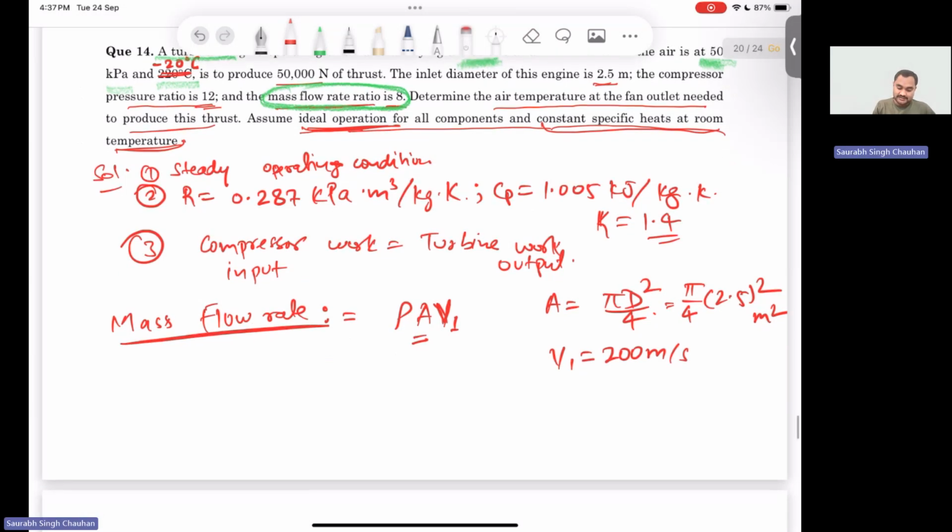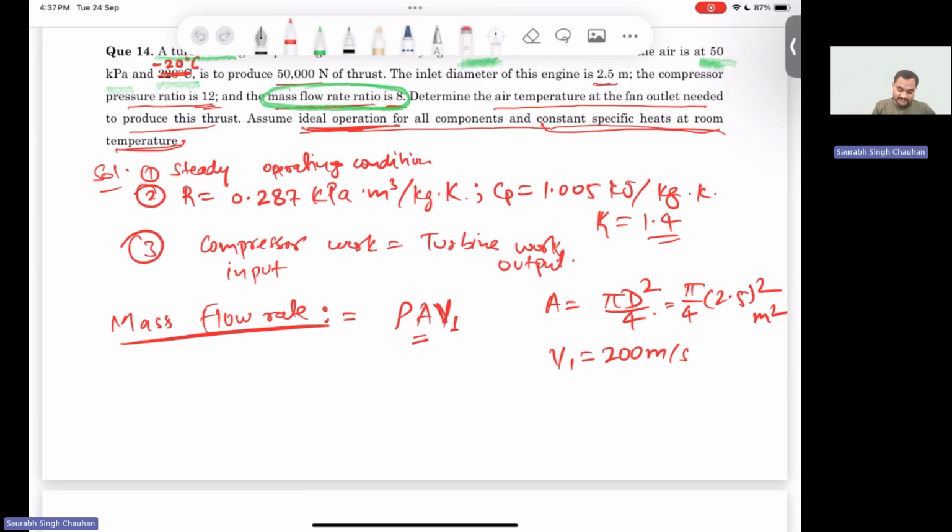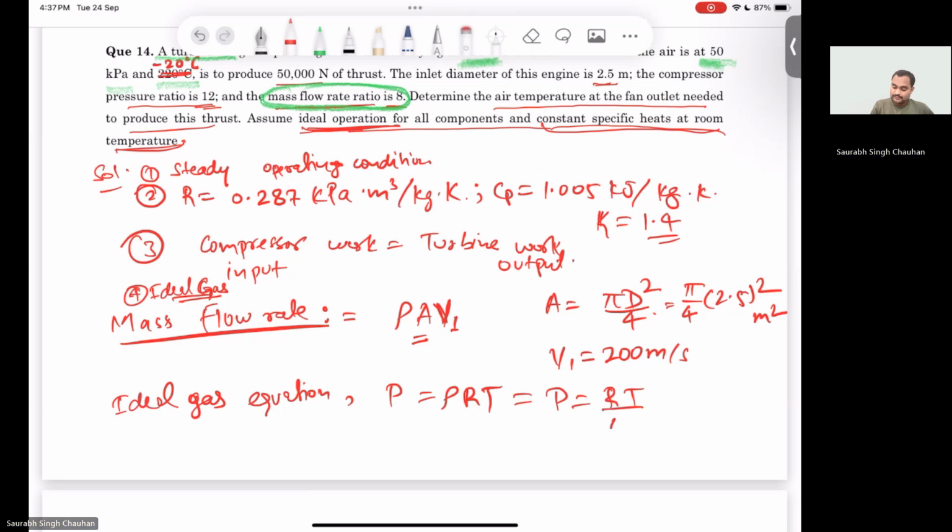We need to find this density rho. So we can find from ideal gas equation. This is also one more assumption that we are using. We are taking ideal gas assumptions. So we can use ideal gas equation. P is equal to rho RT. Or P is equal to RT by v, small v, that is specific volume.